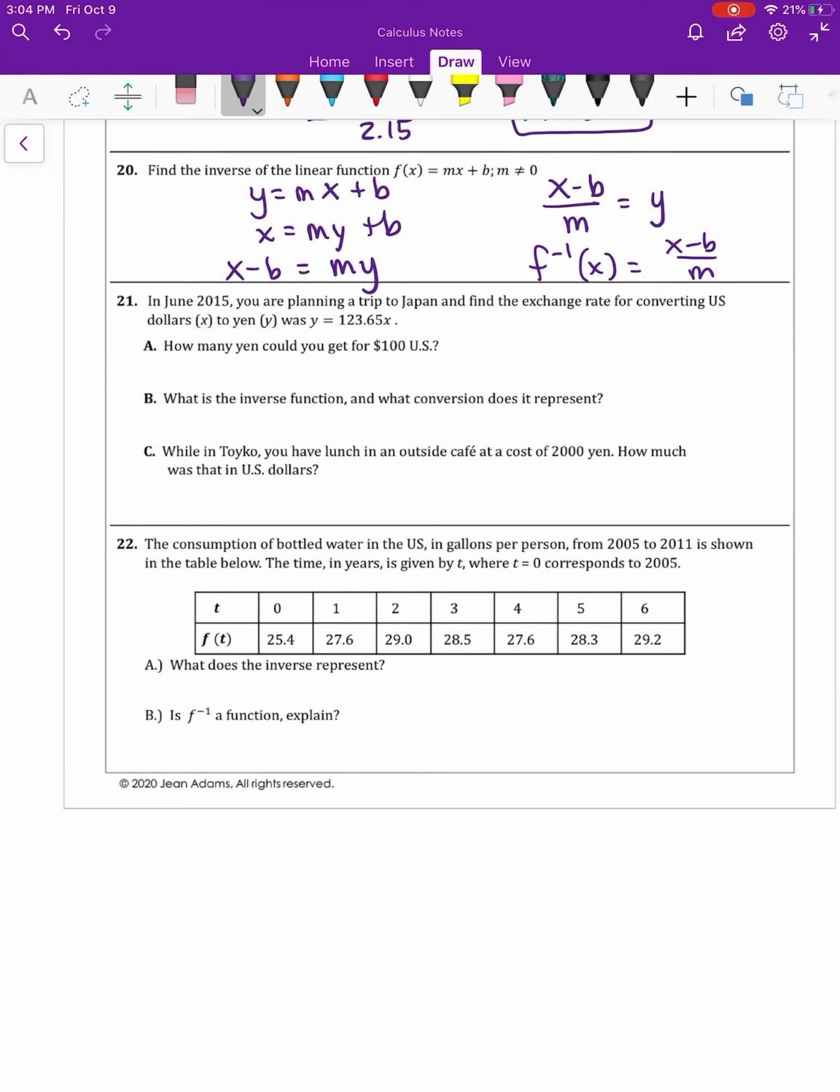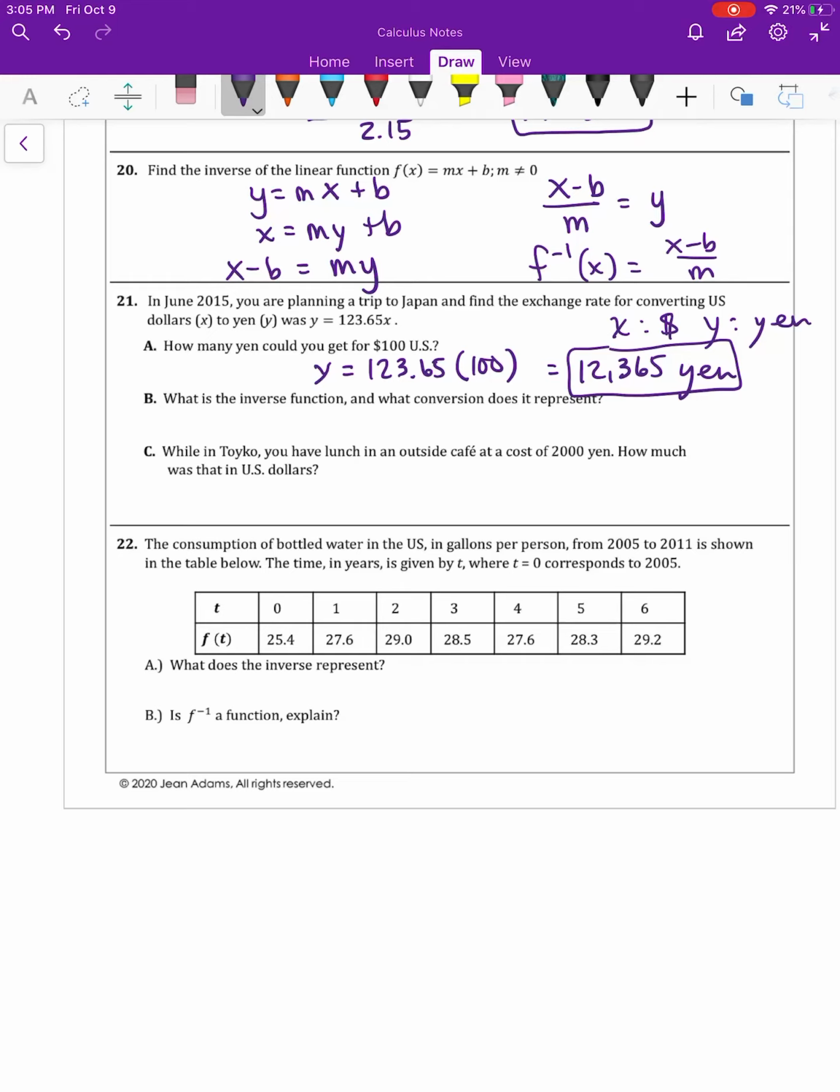So number 21. In June 2015, you are planning a trip to Japan and find the exchange rate for converting US dollars X to yen Y was Y equals 123.65X. So X is dollars, Y is yen, and it says how many yen could you get for 100 US dollars? So you want yen, and dollars is X. So this is going to be 12,365 yen.